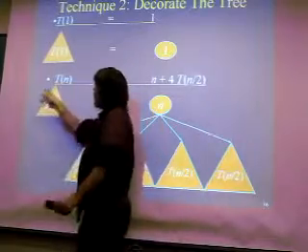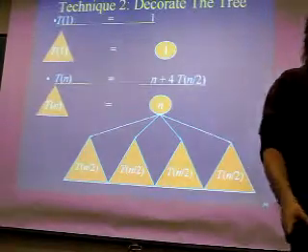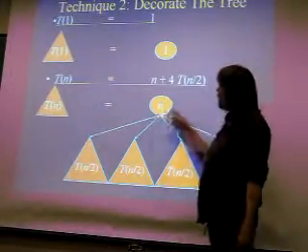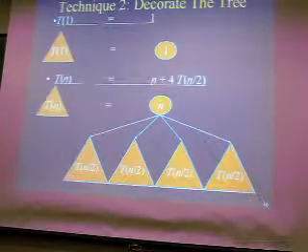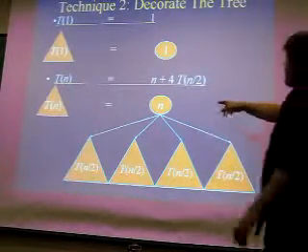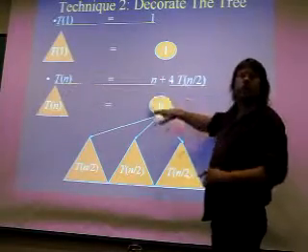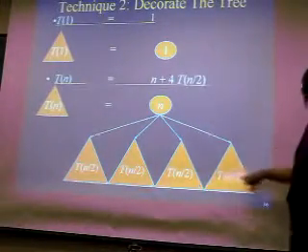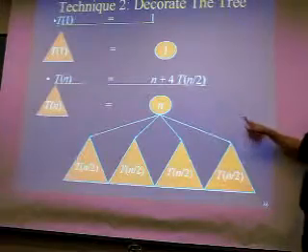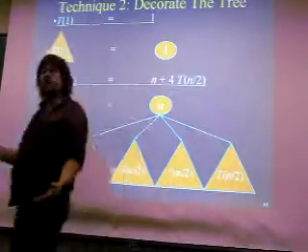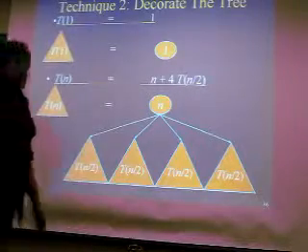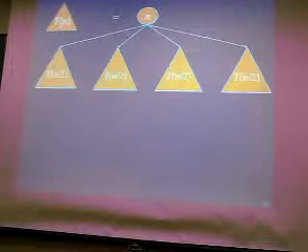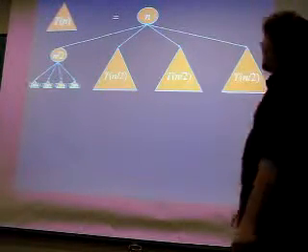Let the triangle mean the work that me and all of my friends do on an input of size n, and the circle means this is work that I personally do. I personally do n work, well, there's a constant here, but let's ignore it. And then I have 4 friends, and each of them has an input of size n over 2. So we're saying that this is kind of equal to that. Everybody see what we're doing here? And don't my friends have 4 more friends? Okay, they have 4 more friends.